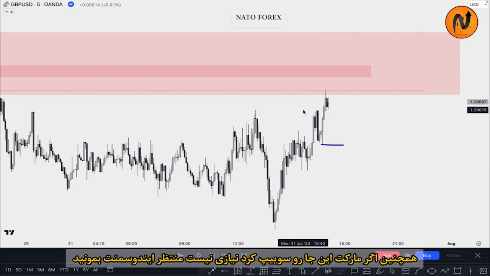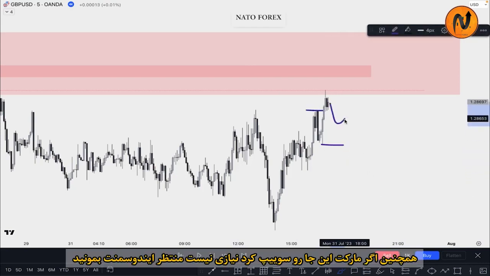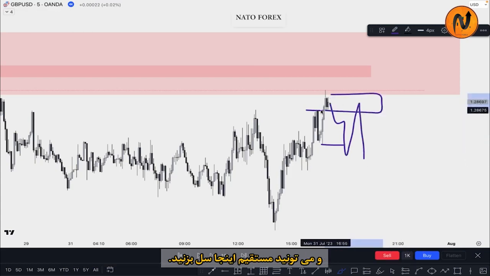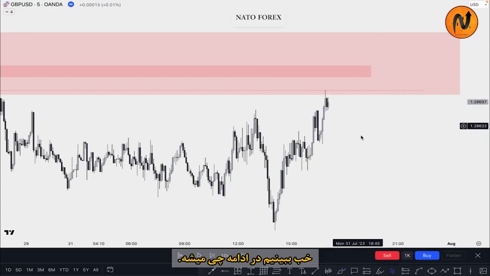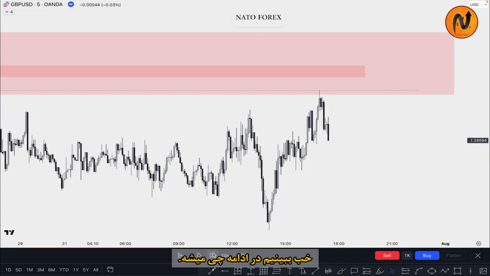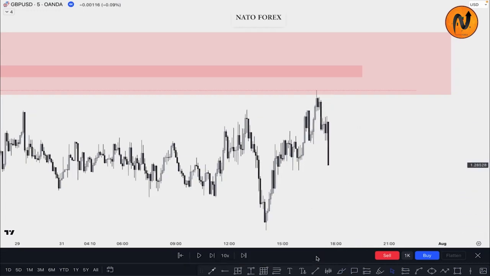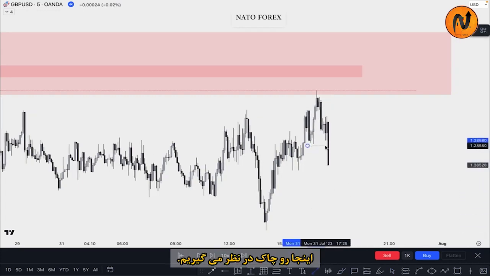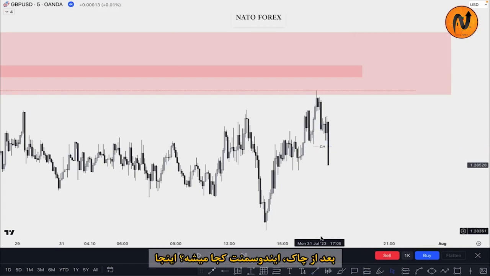Also, if the market sweeps the previous structure here, then you don't need to wait for inducement. You can directly sell here, as you know, right? So let's see what happened next after this one, and what we can expect here. The market breaks this low. What is this? This one is called choch. This is our choch, and after choch, where is our inducement? This one is our inducement.